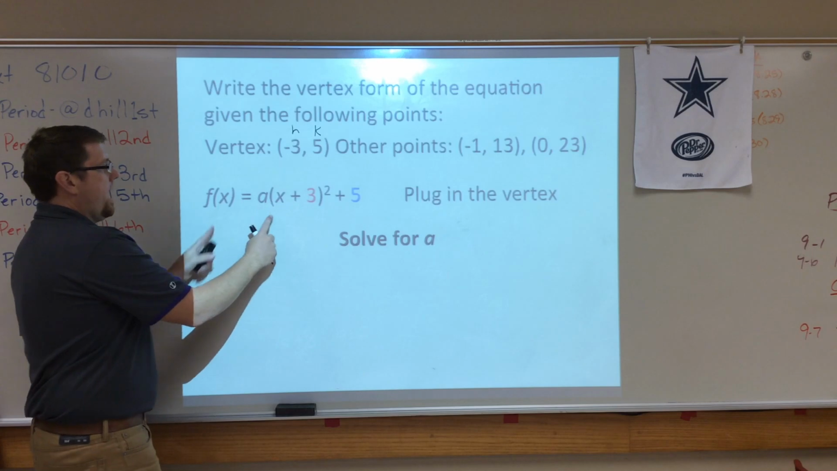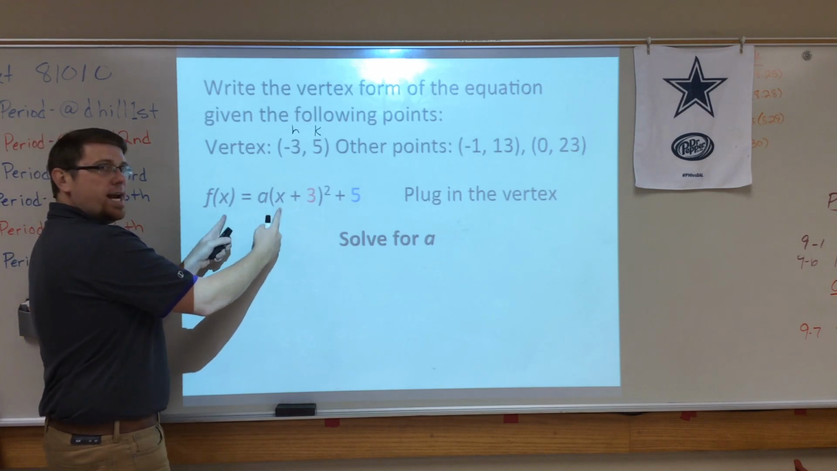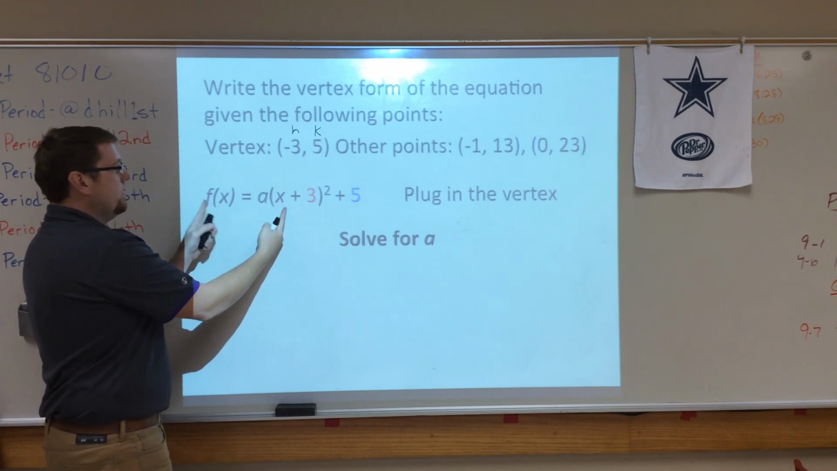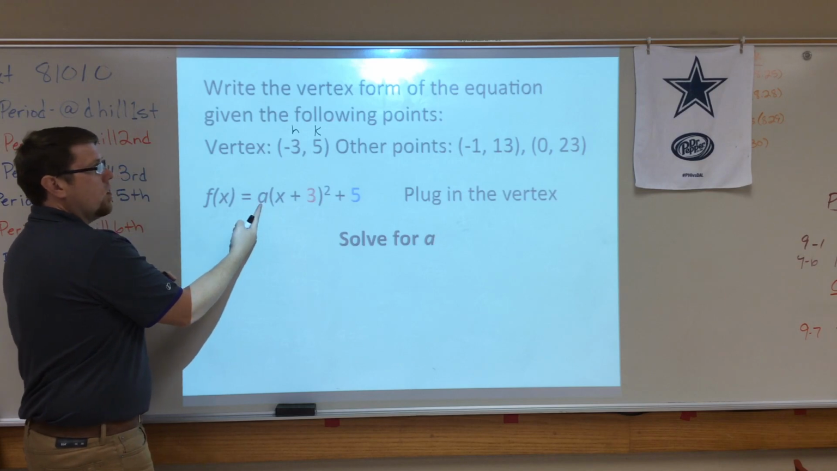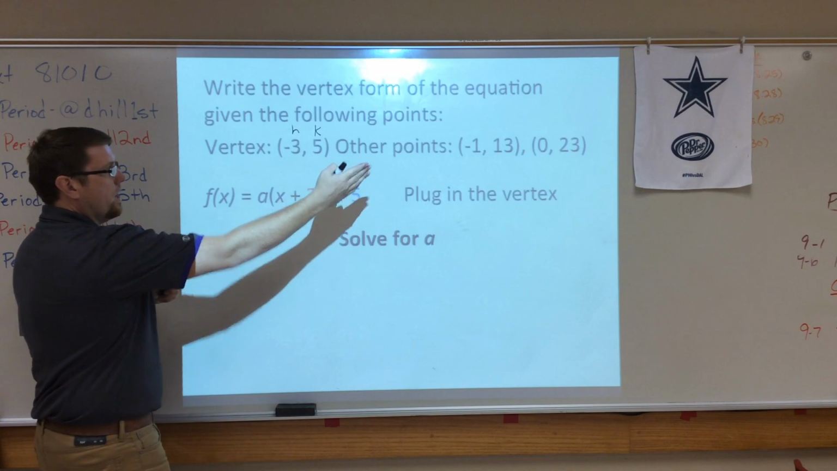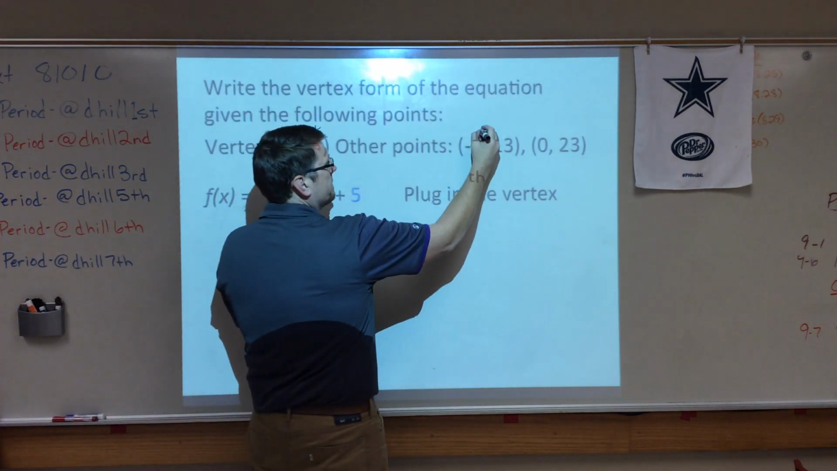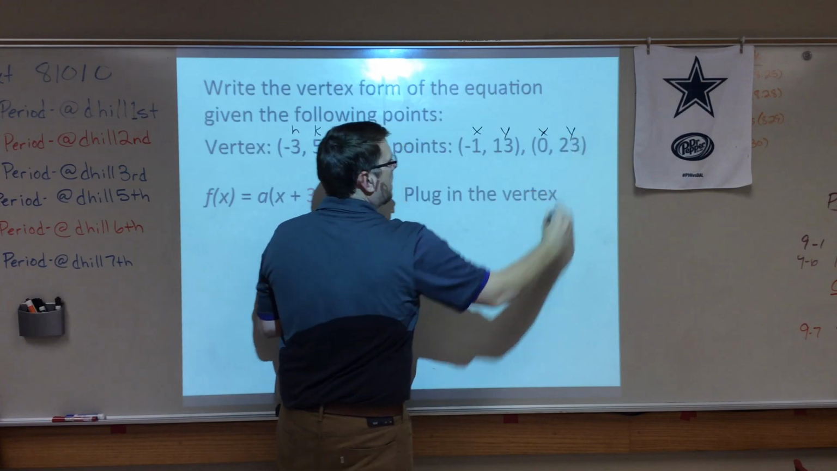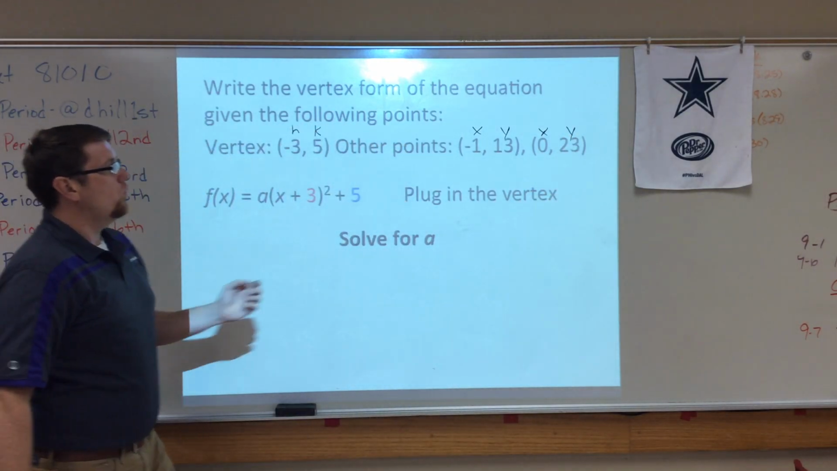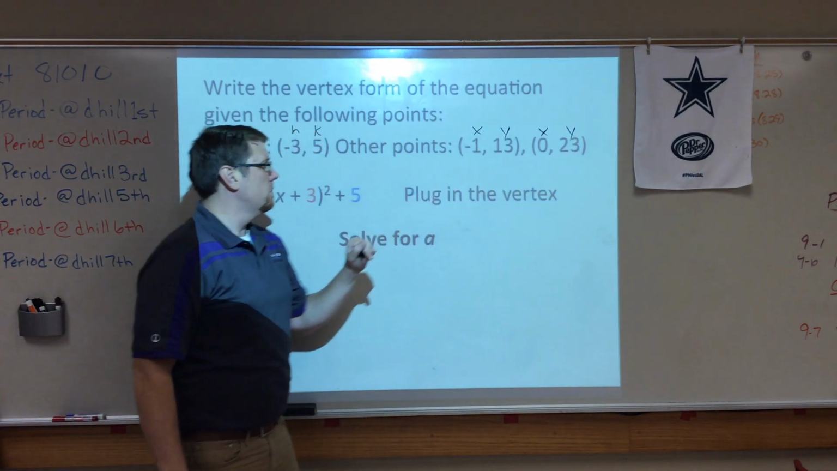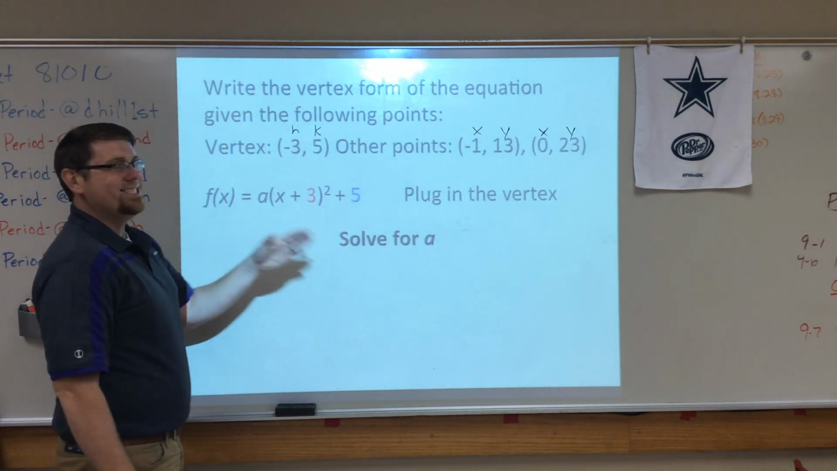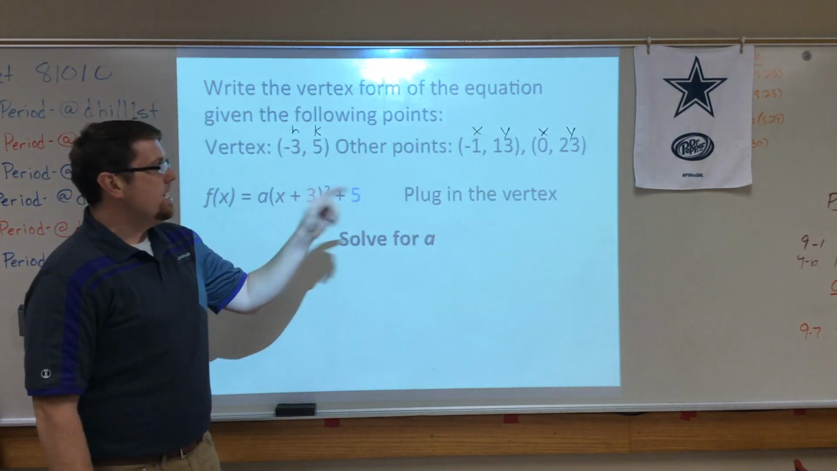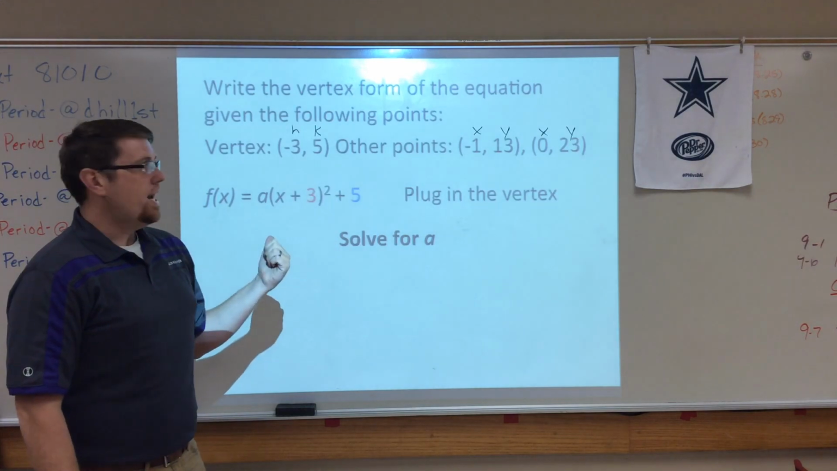So to solve for a, we need 2 numbers right here, okay? We have to fill in these 2 variables, so we've only got 1 variable to solve for. So we need an x value and a y value. Luckily for us, we've got 2 coordinates, and every coordinate is made up of an x and a y value. So we can choose one of these and plug it into our equation, and it doesn't matter which one we choose. Either one will give us the right answer.